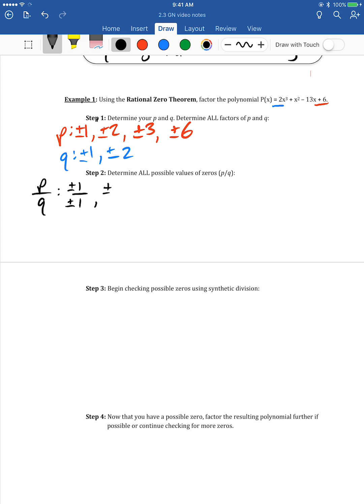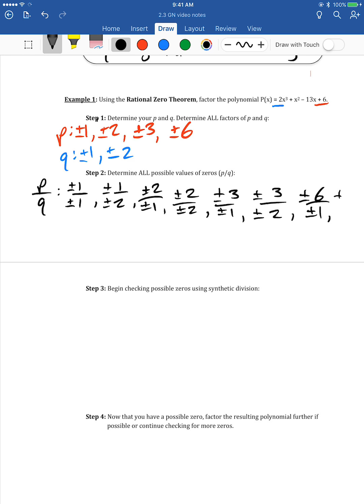So I could have 1 over 2. I could have 2 over 1. 2 over 2. 3 over 1. Plus or minus 3 over plus or minus 2. Plus or minus 6 over plus or minus 1. And plus or minus 6 over plus or minus 2.